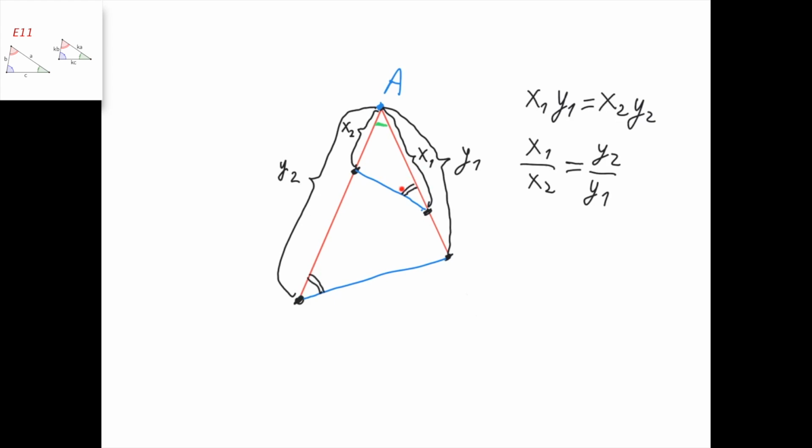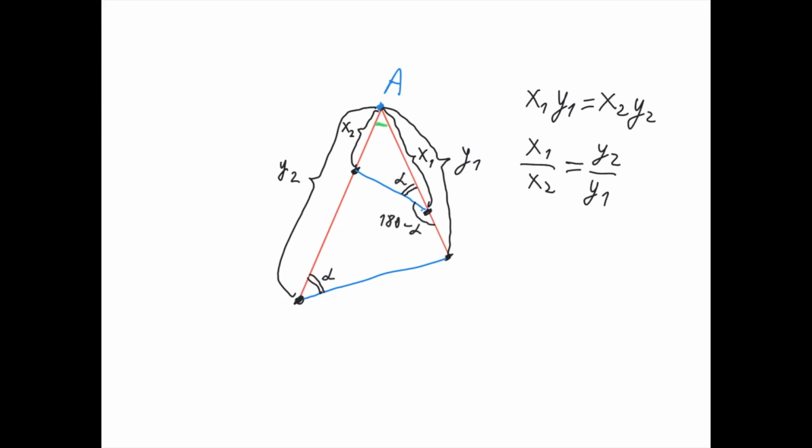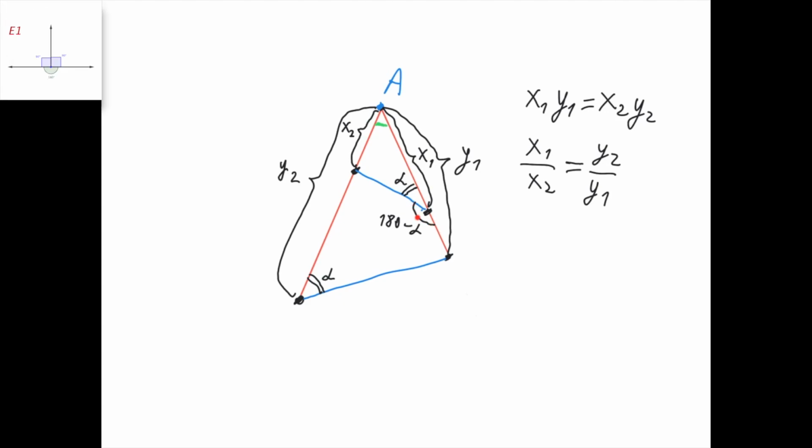And therefore, the angle that lies against the side x2 will be equal to the angle that lies against the corresponding side y1. And if we call this angle alpha, then this angle here, as a complementary to this one, would be 180 minus alpha. And so the sum of the two opposite angles in this quadrilateral is 180 degrees, which means that it's cyclic.